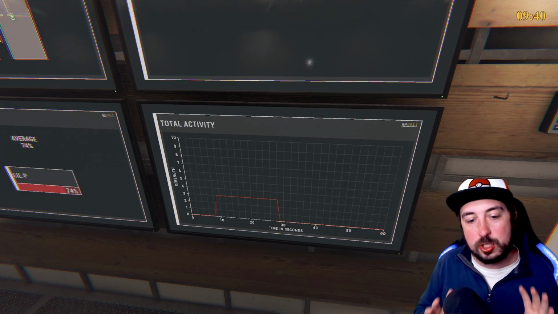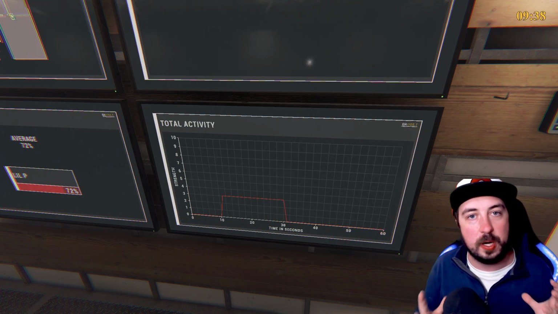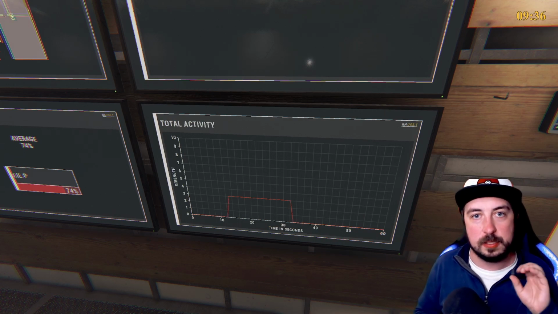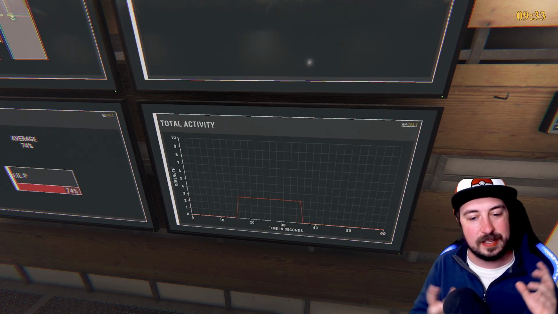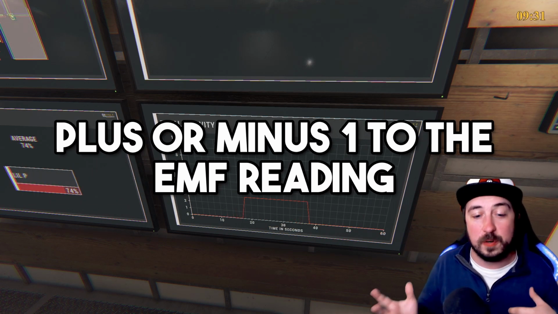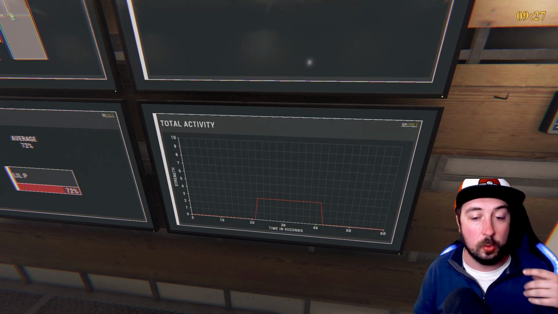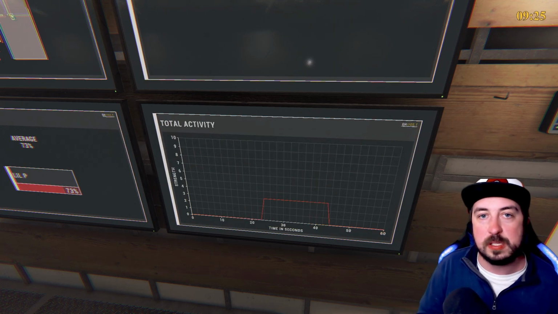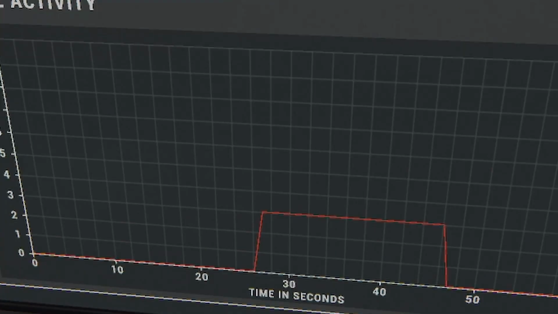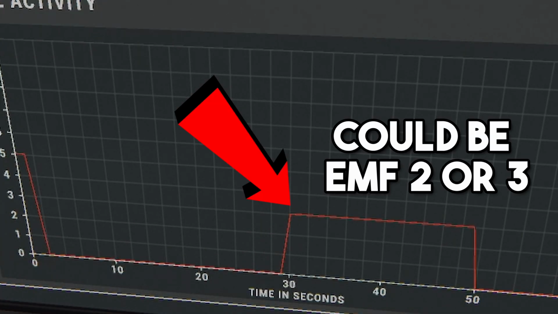Well, the activity chart is going to somewhat correspond with the EMF level, but maybe not exactly. The developers have said in the past that it's plus or minus 1 from what it is. So if you got an EMF 2 in the house, it could pop up as a 1 on the activity chart, or it could pop up as a 3, which we're really not worried about. Like this activity going on right here, it's a 3.